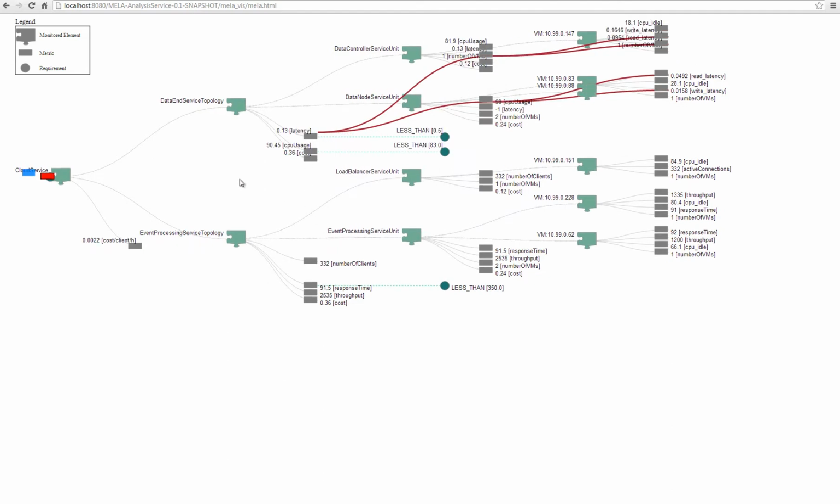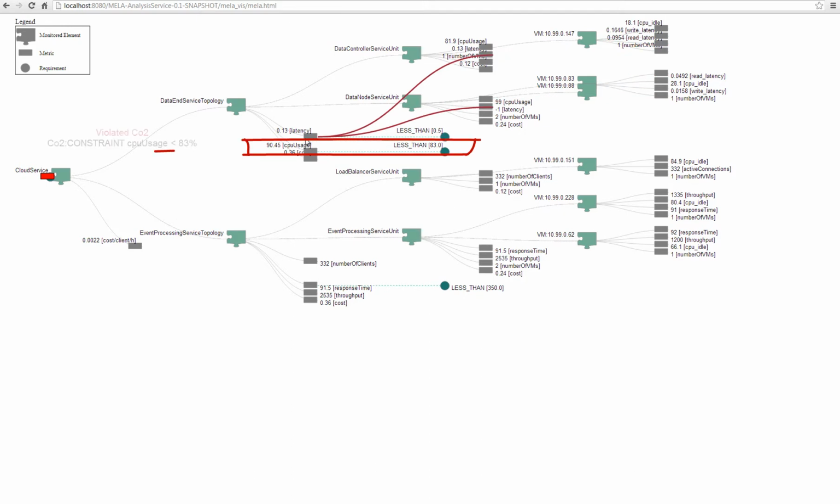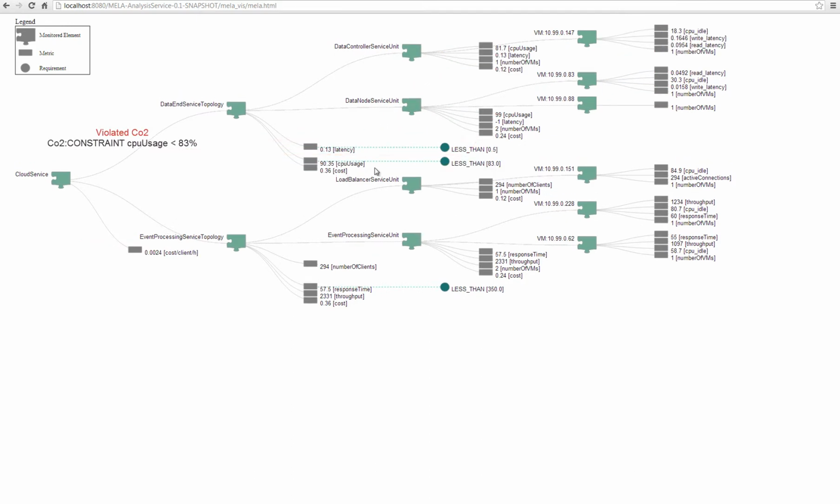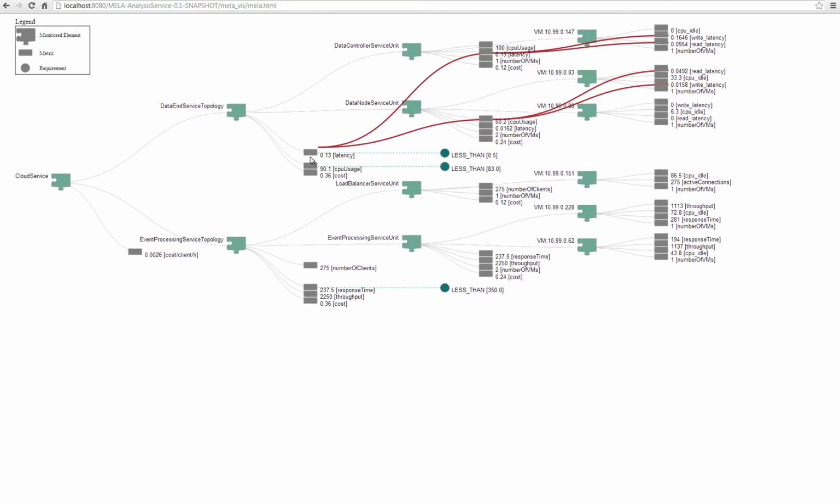Since constraint CO2 is violated, the SYBL controller decides on adding a new virtual machine for the data node service unit. The latency for the data service topology is composed of latency for each of its service units, which at their turn depend on the latencies for each virtual machine on which they are hosted.